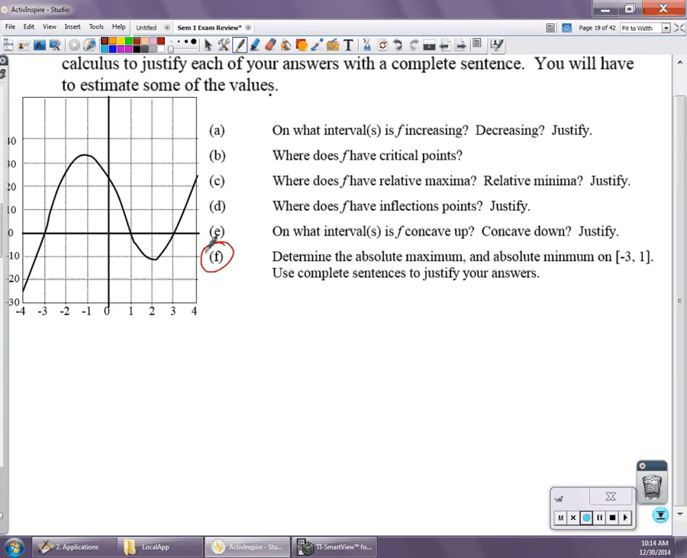Determine the absolute maximum and absolute minimum on [-3, 1]. Use complete sentences to justify your answer. So in this problem, we're looking for the absolute maximum and the absolute minimum. So of course, this is the extreme value theorem. The extreme value theorem says that we can consider as candidates the critical numbers and the endpoints. And of course, critical numbers are where the first derivative is either 0 or undefined.